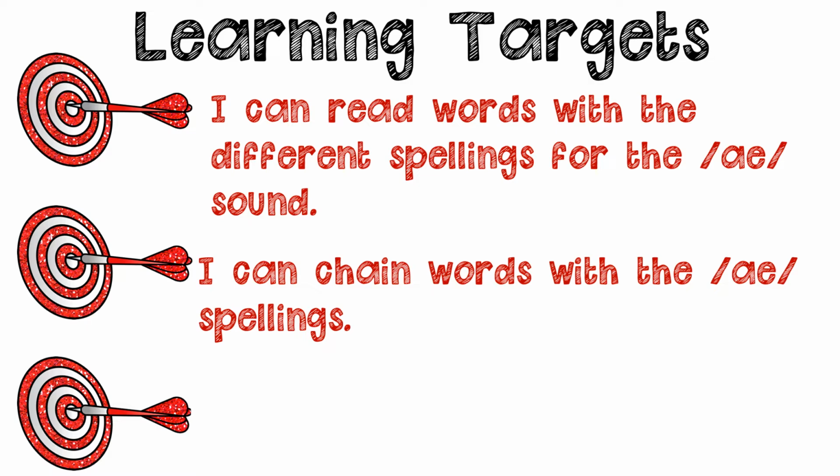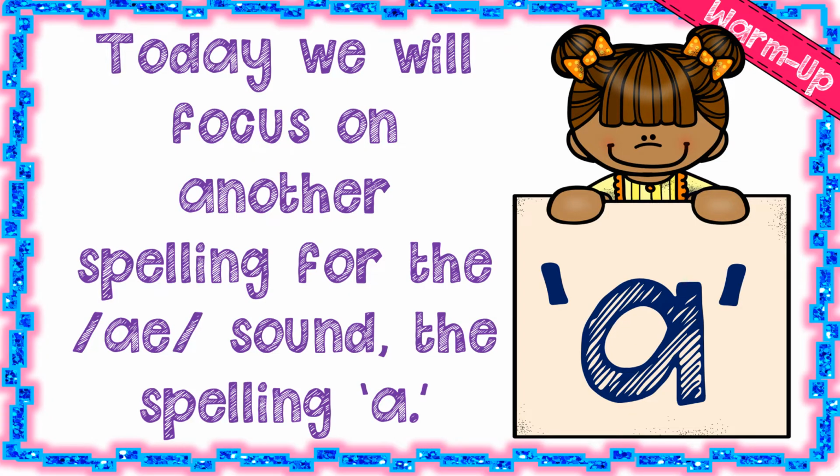Okay, let's review our learning targets. Today, we're going to read words with the different spelling for the /A/ sound. Remember, when they're in a slash like that, the A and the E, that's the sound, not the letters. So we're looking at the /A/ sound, and we are going to chain words with the /A/ spelling, with another spelling. So the A can sometimes just say its name alone.